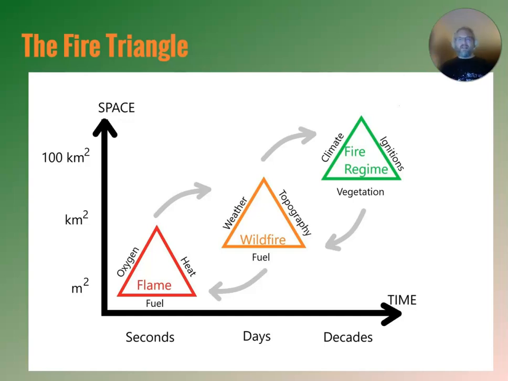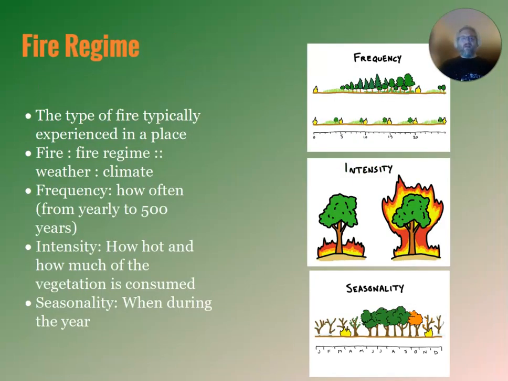Then at the broadest scale, we can define a fire triangle for a fire regime. And so in order to understand this, first we have to figure out, well, what is a fire regime? So a fire regime is the type of fire typically experienced in a place. So now we've moved from an individual fire event into talking about the types of fires that occur looking over a long period of time where there might be multiple fires within that stretch of time.